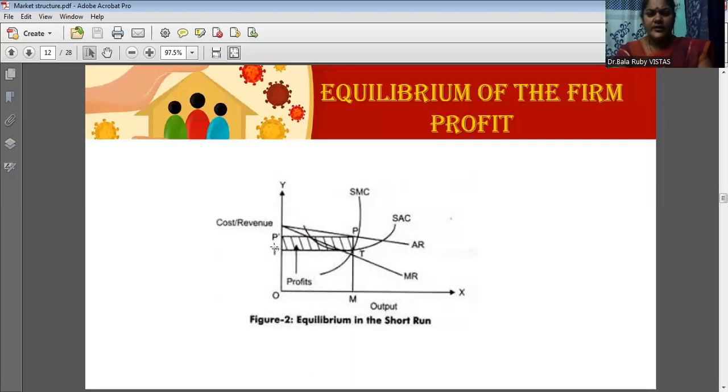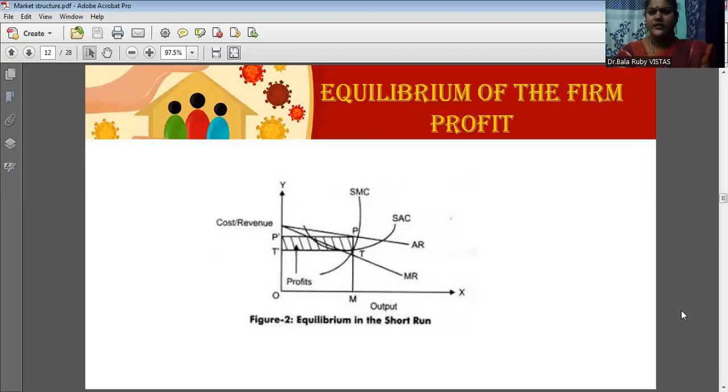So the remaining portion, that is T dash T PP dash, this portion is known as abnormal profit. So in this diagram, we have a clear idea about the profit of the firm. So first we draw the average revenue curve, then you draw the marginal revenue. It should be lower than the average revenue. Then you draw this average cost curve. The shape is a U-shaped cost curve. And the important thing is the average cost curve should be lower than the average revenue.